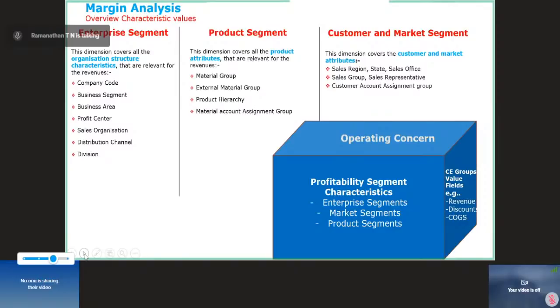So there are three segments I would see here. Enterprise segment, which is relevant to the organizational unit aspects. The second is the product segment. The third is the customer and market segment.